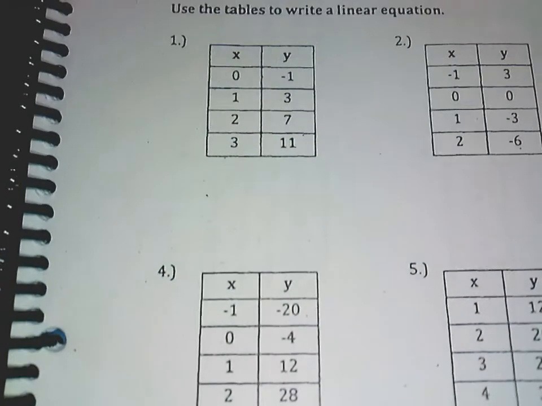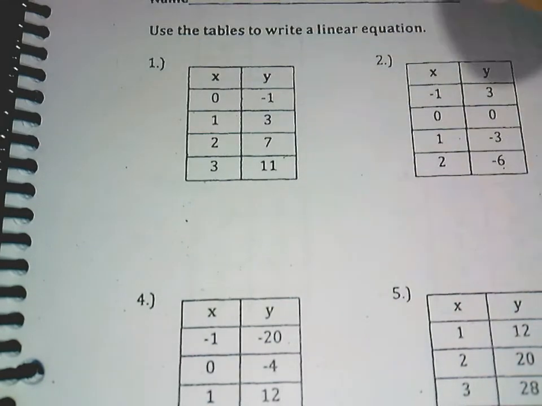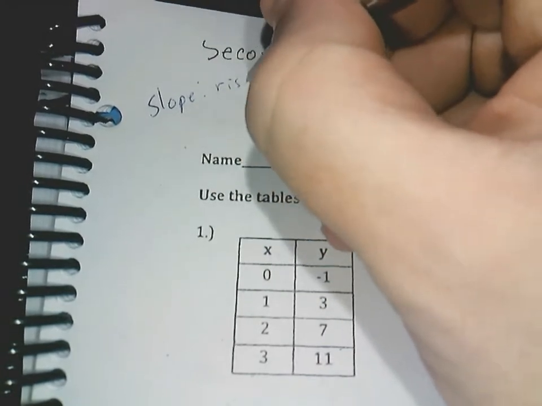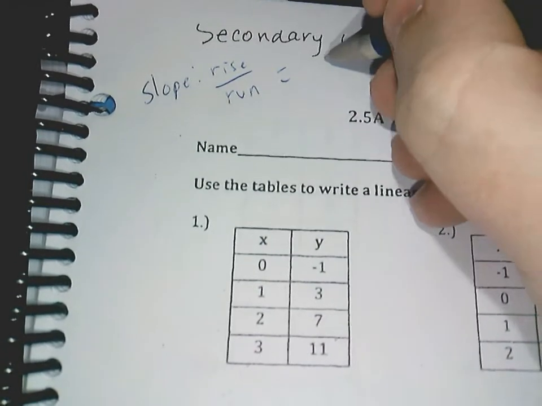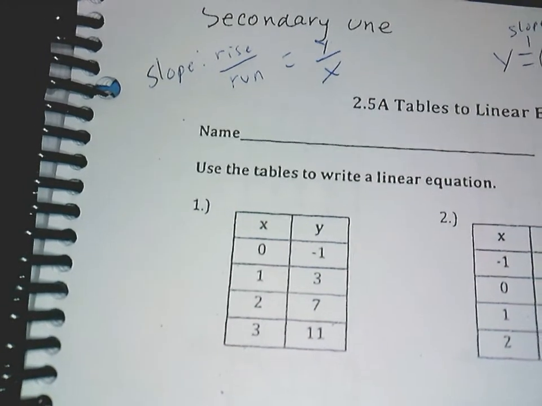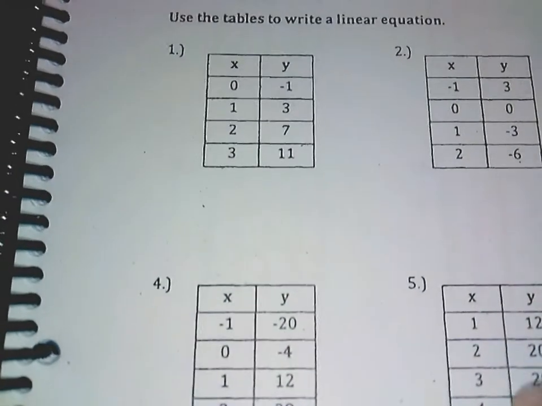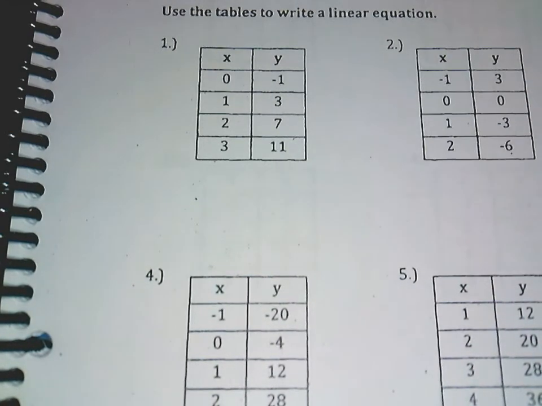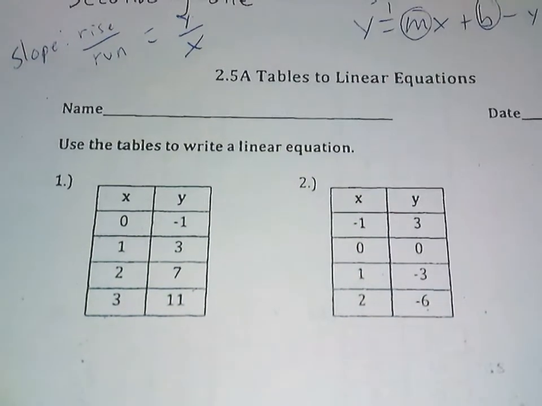Okay, so let's look at this first table here. Remember, the slope is your rise over run. Another way to say that would be the change in y over the change in x. So if we look at these tables, you'll see we're given x values and y values. To find the slope, we just need to figure out what the change in y is and then put that over the change in x.